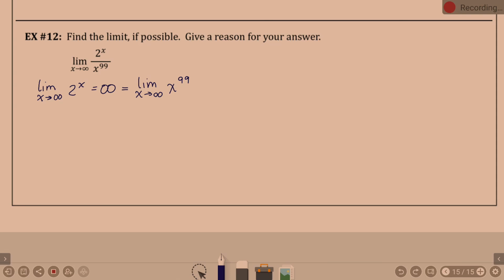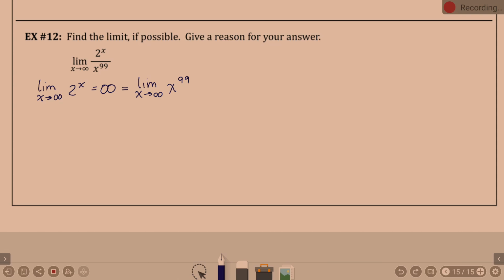It says find the limit if possible. I'm just thinking it's not possible. That's why I was looking to see what notes I had written here. And I did try and consider, okay, which one is growing faster? And technically, 2 to the x versus x to the 99, 2 to the x is going to be growing faster. It's going to be a steeper curve. It's going to be growing faster than x to the 99.